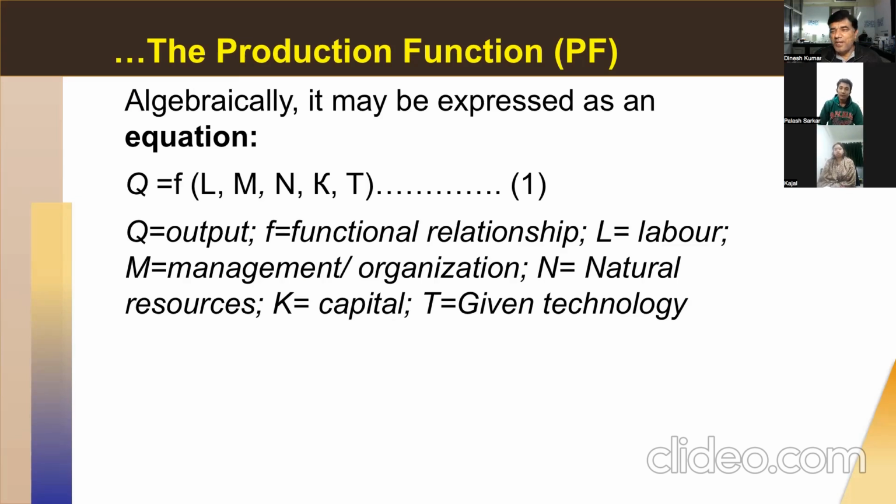And K is your capital, as the name suggests. K is for capital; they didn't put C, they put K, maybe some Greek letter or something like that. And T is for given technology. Now you see, technology has also become one more factor, because technology can change Q. So overall you see one more addition, which is T. So Q is a function of L, M, N, K, T.